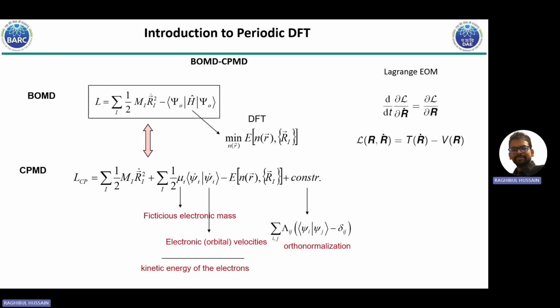This is the BOMD picture, and one is the CPMD picture, and both we can use for dynamics using ab initio, meaning we will not use any parameter, though we do use them in classical MD. Fine, up to that.